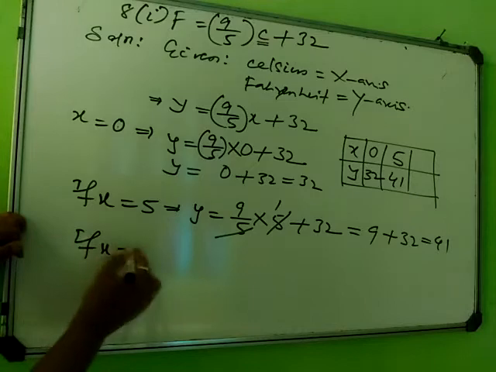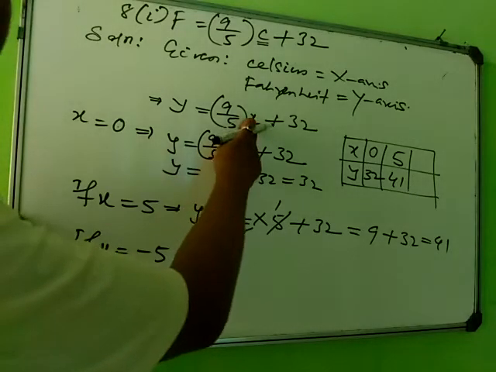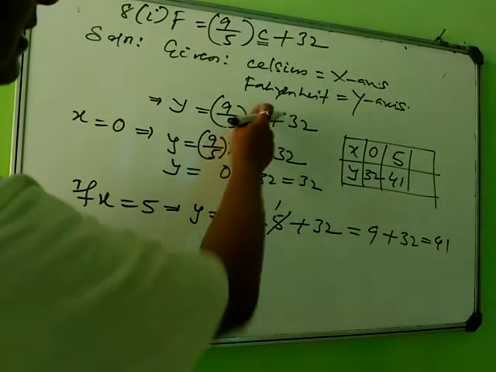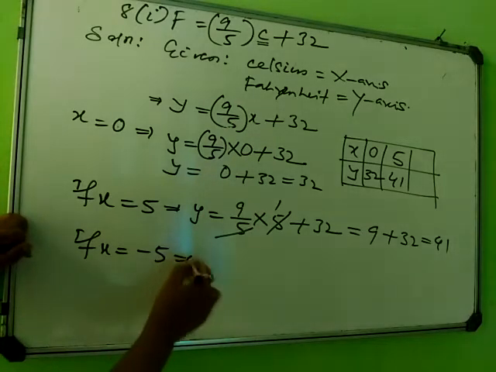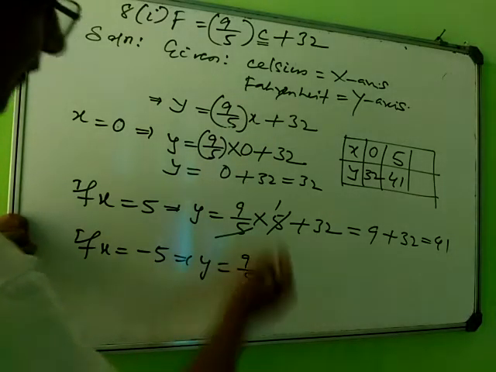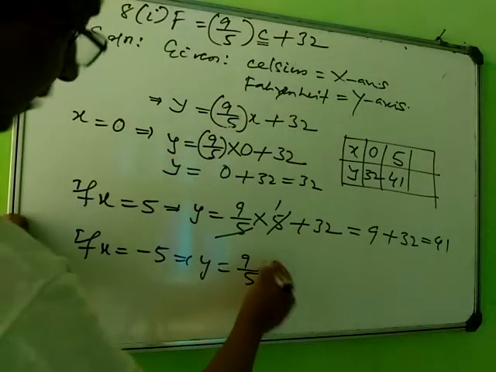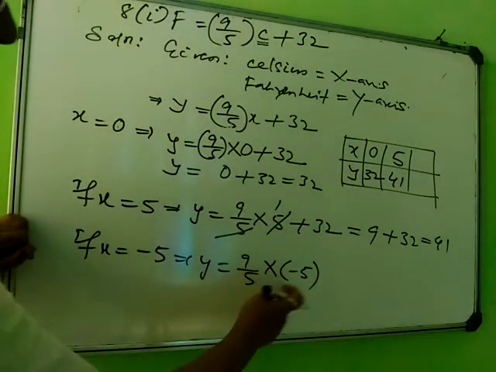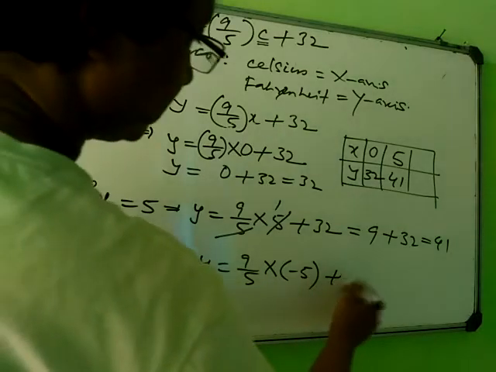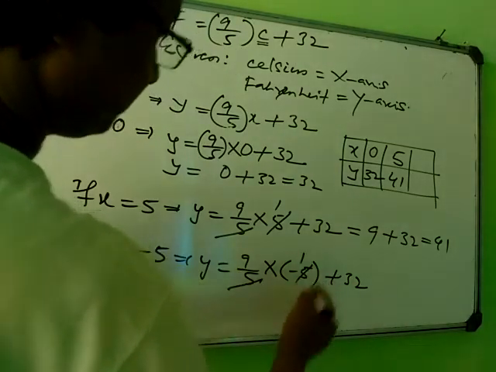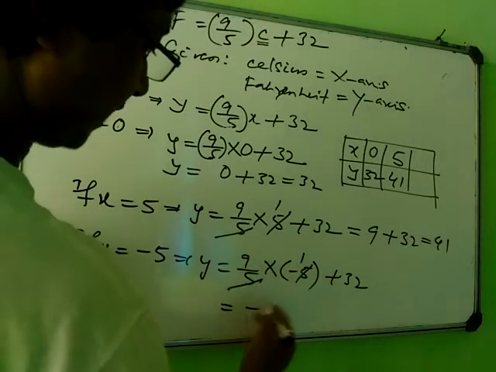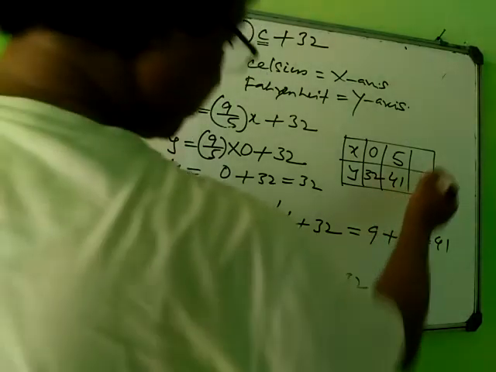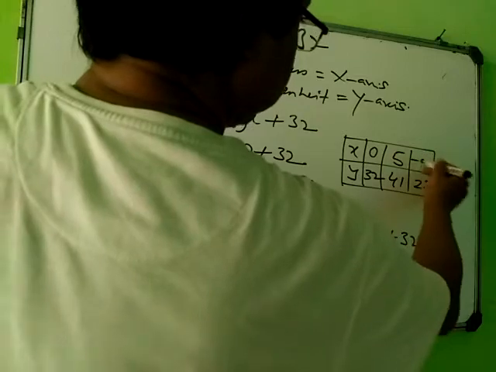Now say you take minus 5. You can take 10 because 10 is divisible by 5. Either minus 10, plus 10, 15, minus 15, all these are divisible by 5. So here y equals 9 by 5 into x, and x is minus 5, so in place of x, plus 32. You cancel this 5. You will get plus into minus, it will be minus 9 plus 32. You will get 23. So y is 23 and here x is minus 5.